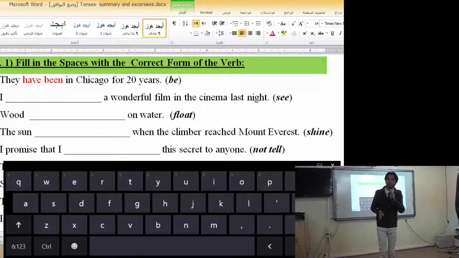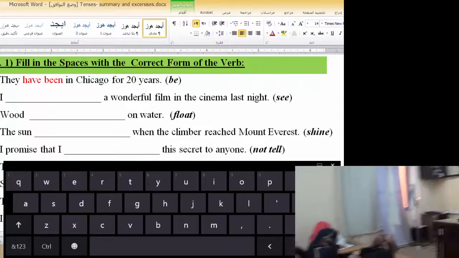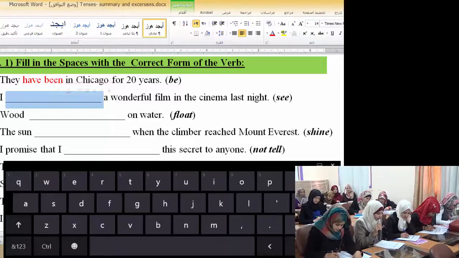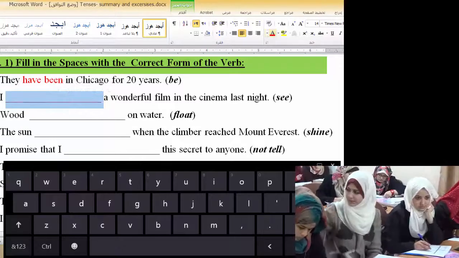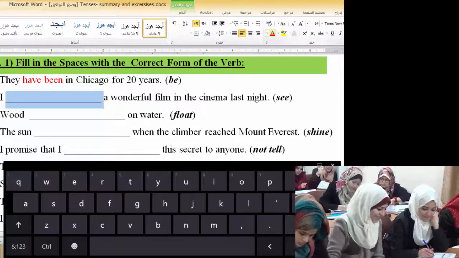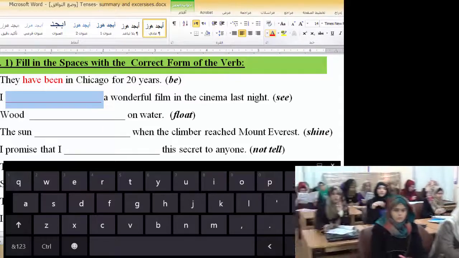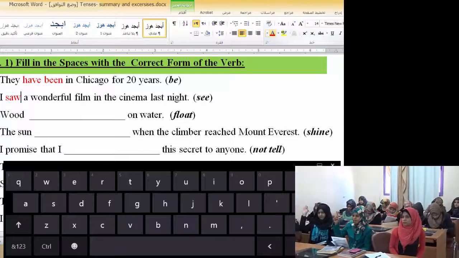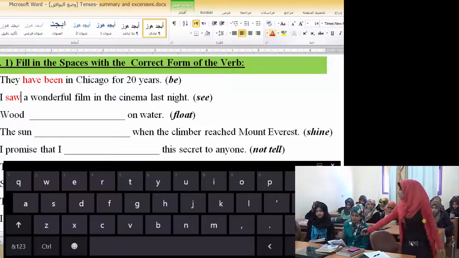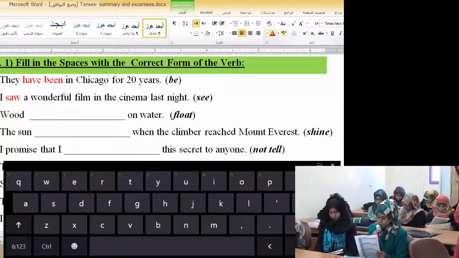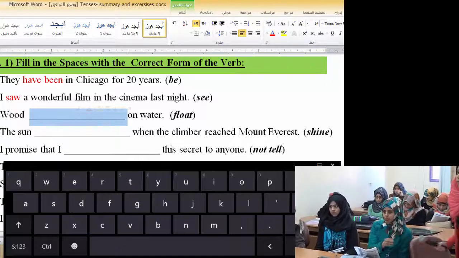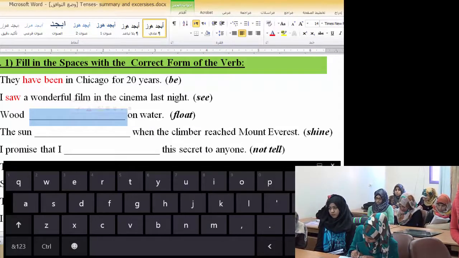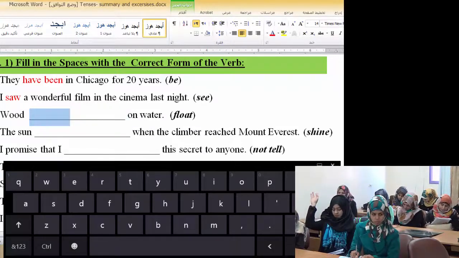Number 2. I saw a wonderful film in the cinema last night. Excellent. I saw a wonderful film in the cinema last night. Number 3. Wood floats on water. Excellent, because it is a fact.